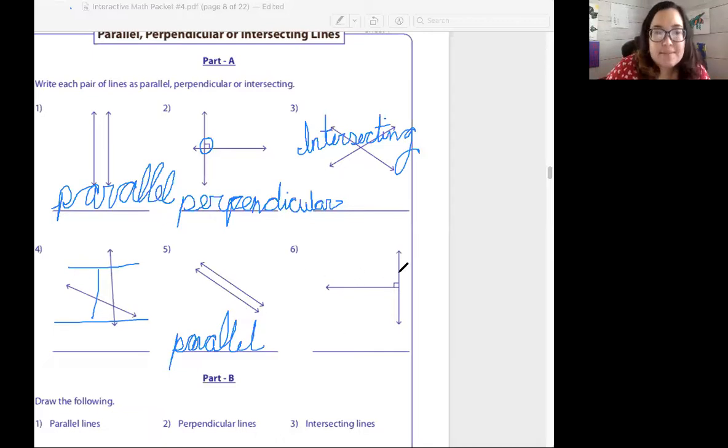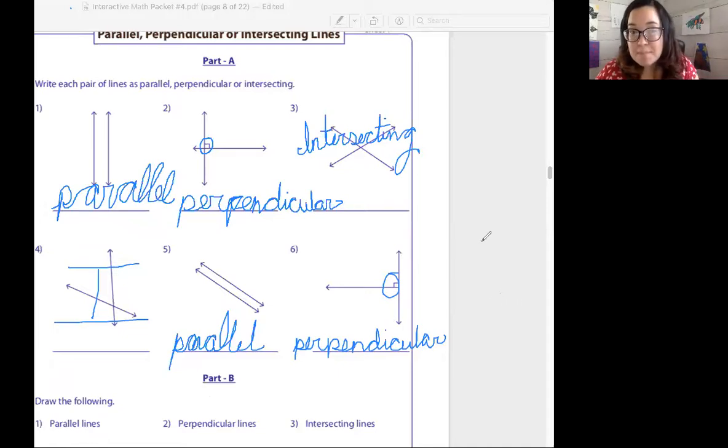And number 6, I have a perfect right angle again, so that one must be what? Perpendicular. P E R P E N D I C U L A R. Perpendicular. Perfect. Perfect for perpendicular. Ooh, I like that. Perfect right angle for perpendicular. Okay, so if you're unsure, perpendicular has a perfect right angle that helps you out a little bit, right?